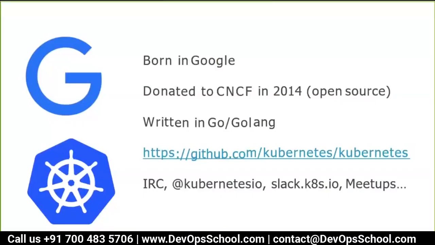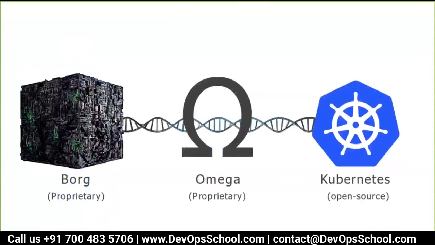products. Now, this tool is written in Golang. If you want to find out the source code, it's available on GitHub. The website is kubernetes.io. For chat, you can reach out to them using slack.k8s.io. Multiple meetup groups are available also. Now, the next question is, where did it come from?